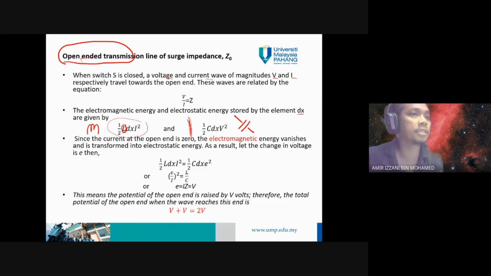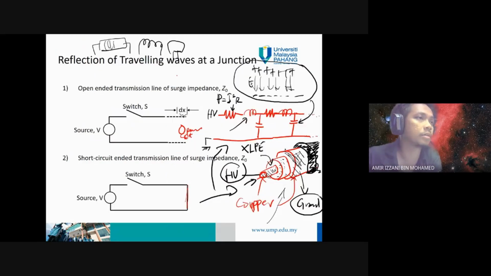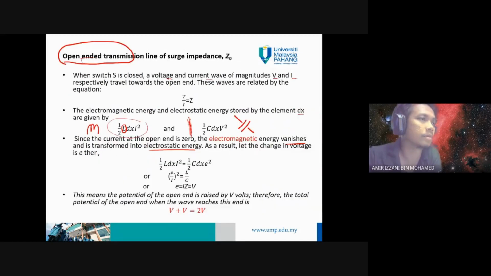The electromagnetic energy vanishes and it transforms into electrostatic energy. For an electromagnetic energy to appear, the current must flow. Now the current cannot flow, so all of the charge will be at the open end. When it's open-ended, that's why I said to you just now, we can imagine it as a capacitor. So it's like we have a capacitor here. The current cannot flow, so everything will be electrostatic energy.